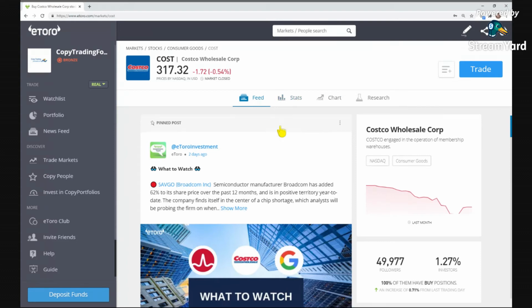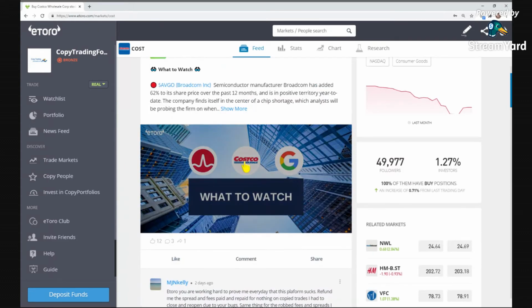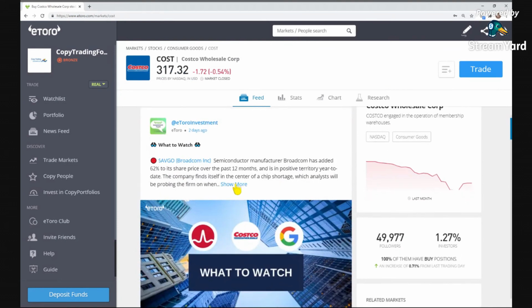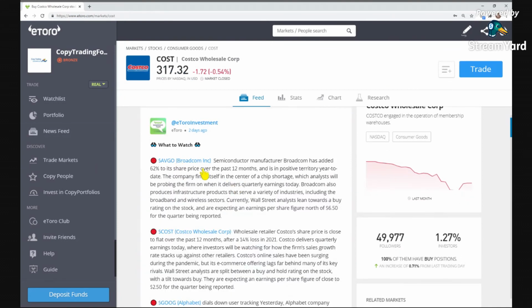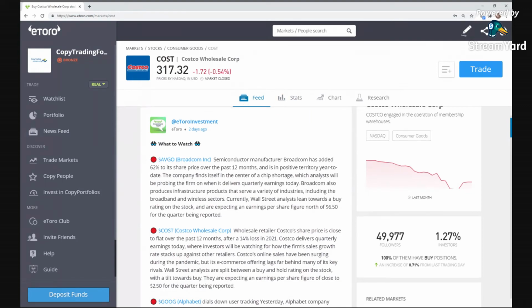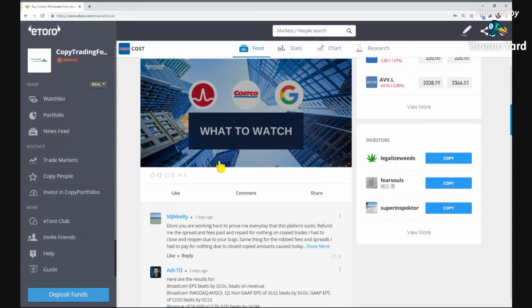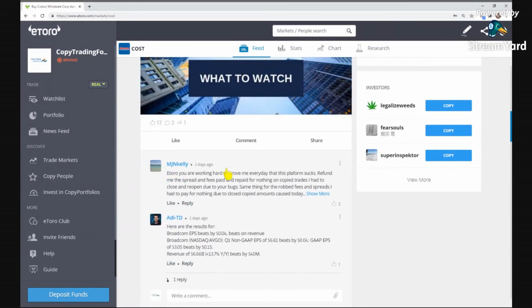So come here. Even eToro is posting about Costco here. You can go through eToro's news here. This is your news feed. I also looked at this earlier on and I looked at what people are saying, because I'm using the wisdom of the crowd, guys.